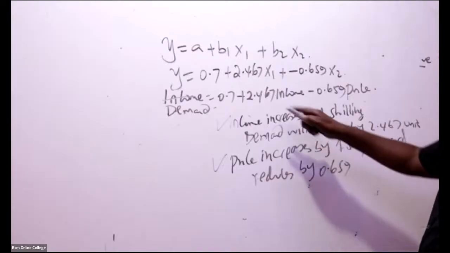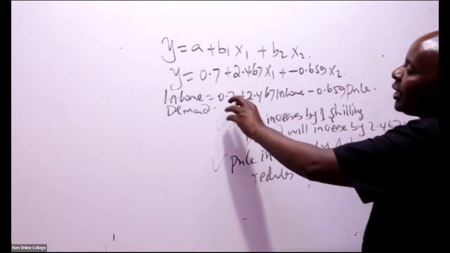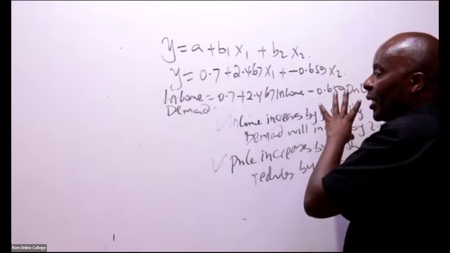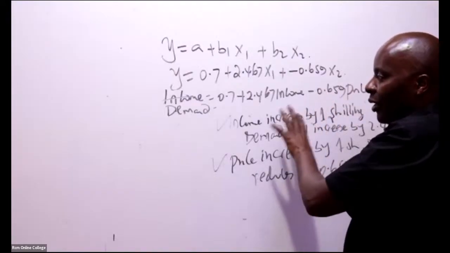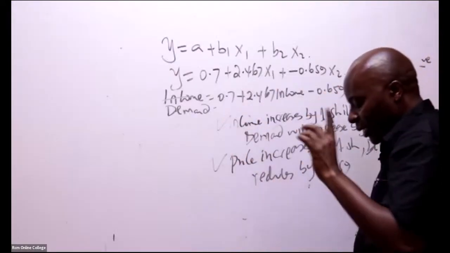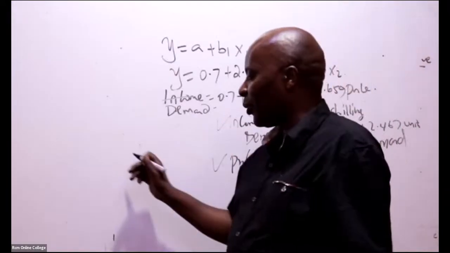They wanted you to interpret this like 0.7 is the constant demand. That demand which does not depend on income and price. If income and price were to be 0, then the demand that is guaranteed is 0.7. How about this 2.47? Ladies and gentlemen, let me explain here using a simple equation.